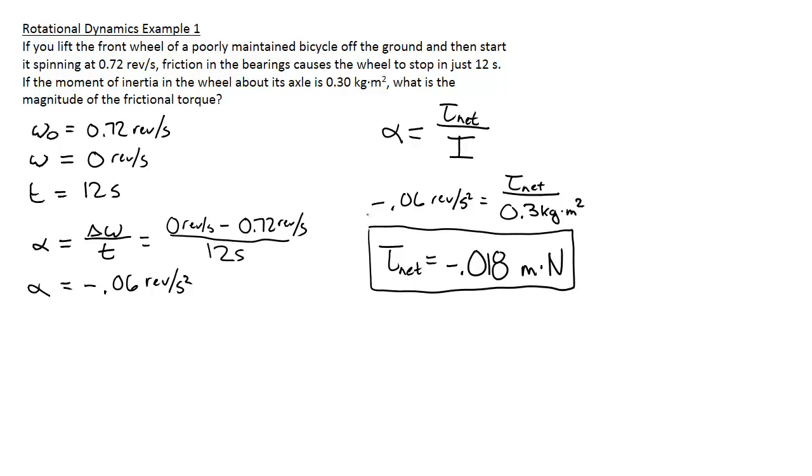So that's very similar to problems we did earlier in the year where we had to use kinematics. In this case, we're using rotational kinematics to find our angular acceleration. And then at that point, we just use Newton's second law, in this case Newton's second law of rotational motion, in order to figure out the net torque we have on the object.